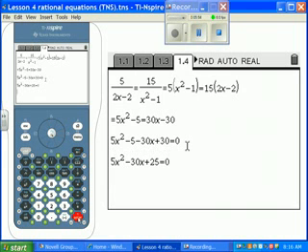We're not done yet. I want you to look at what we have there. We're solving for x. We want x to be equal to something. So look at what we have there. It's a trinomial. We're going to factor.